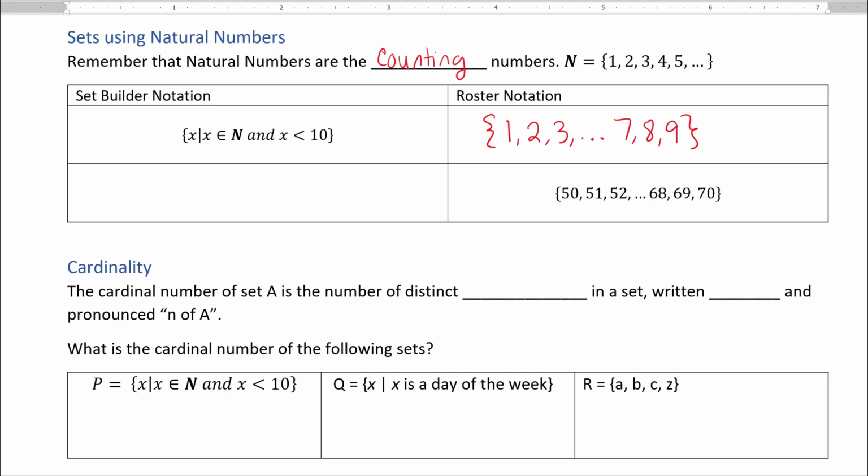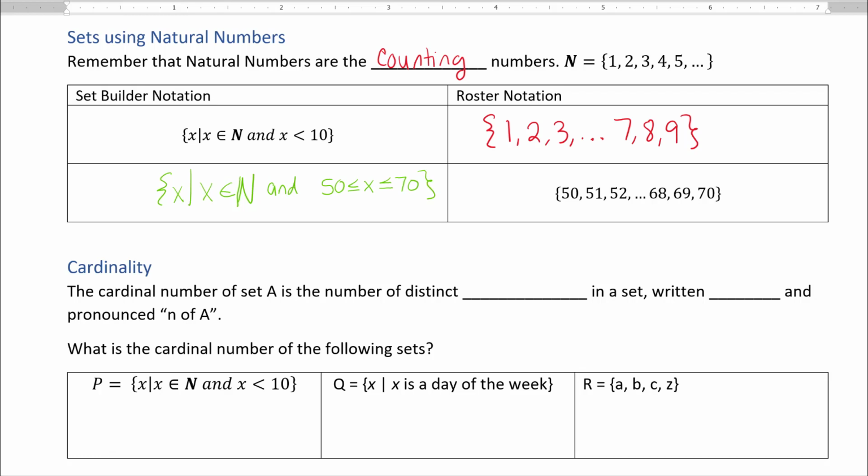Next one, I have 50, 51, 52, ... all the way up to 70. So the way I would build that is I would start with a set of x such that x is an element of the natural numbers, which is a set. And usually we write that with an extra line there. If you're typing it, it can just be bold, but if you're not typing it, you put an extra line there to represent that you're talking about the set of all natural numbers. And it has to be equal to 50 or greater, and also less than or equal to 70.